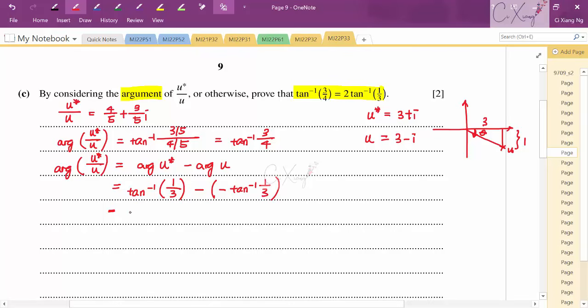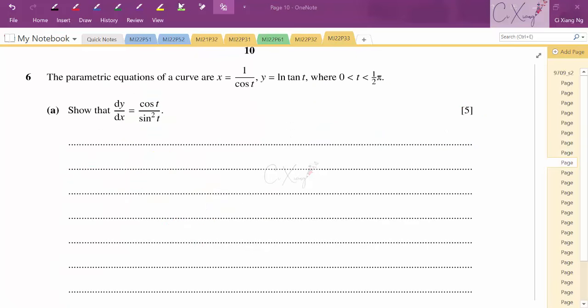Okay, so if I add these two together, I have 2 tangent inverse 1 over 3. So you can see that both answers here are actually the argument of u star over u. And this is how we show that the tangent inverse 3 over 4 is actually equal to 2 tangent inverse 1 over 3. All right, so this is how we solve question number 4.